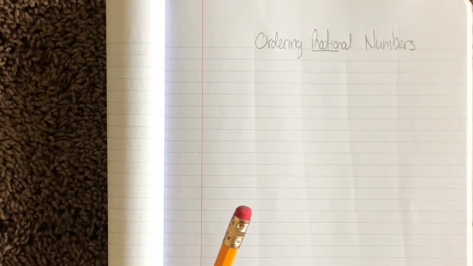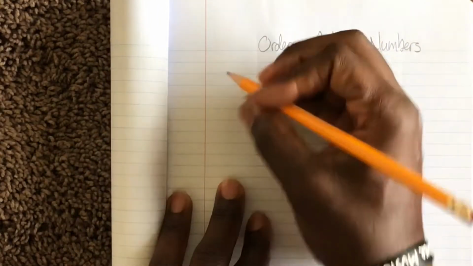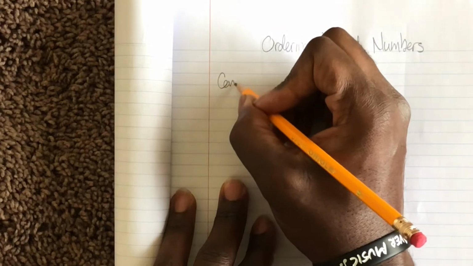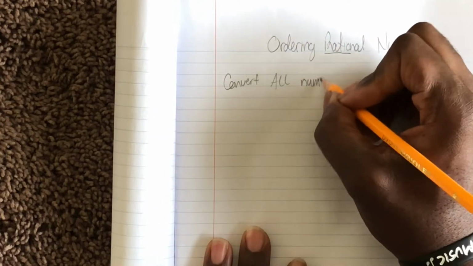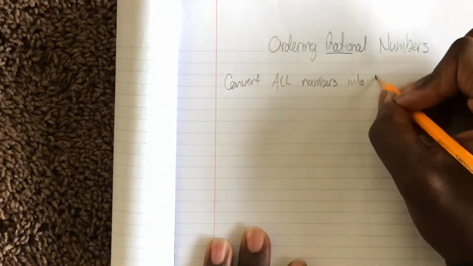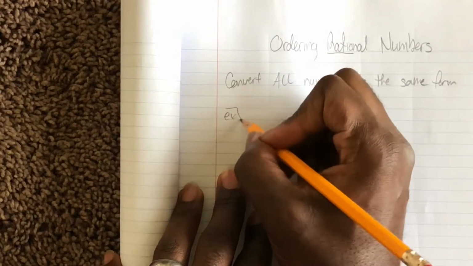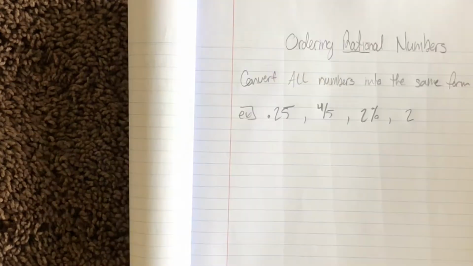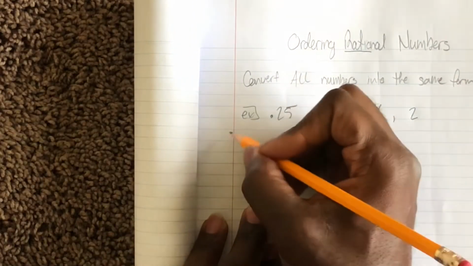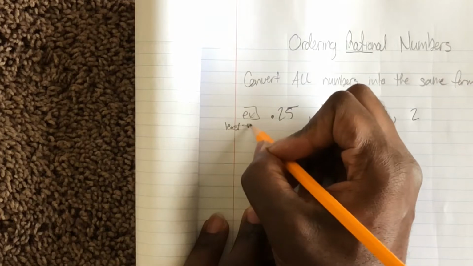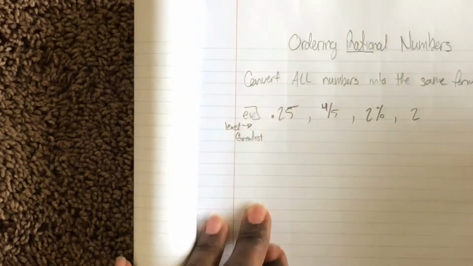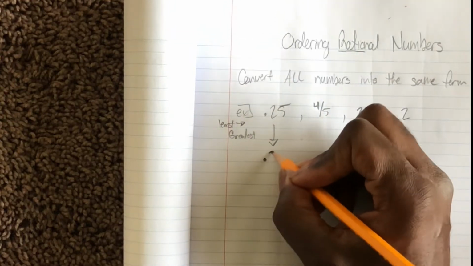So what we're going to do is get to it. But the first thing we need to learn how to do is convert. We're going to convert all numbers into the same form. For myself, I like to make them all decimals. For example, let's say we have this list of numbers, and we're ordering all of this from least to greatest. All right. So this is already written as a decimal, 25 hundredths.